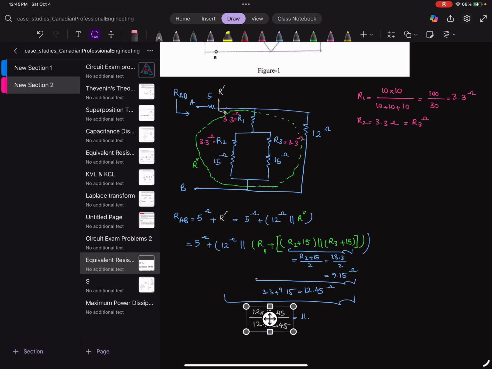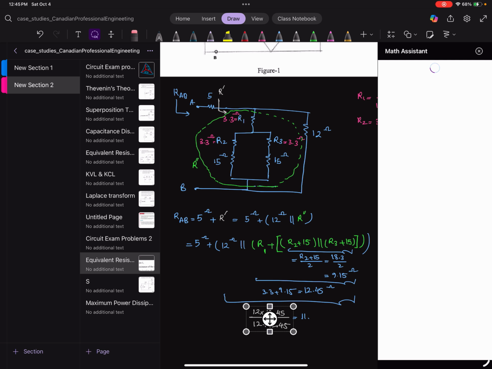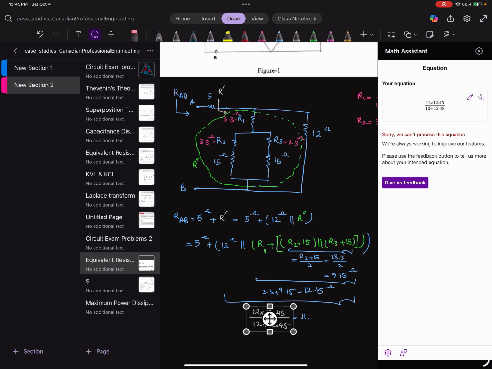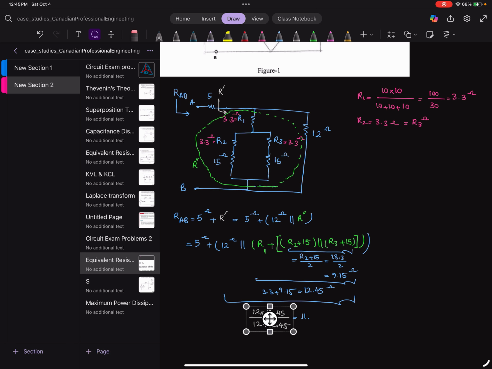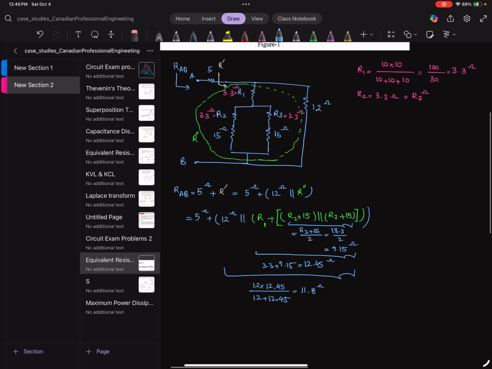I know that it's less than 12 because the parallel of two resistors is basically less than each of them. Let's say it's 11.8. And then we have 5 ohm plus that. I can do the math quickly, but anyway. So 11.8, 16.8 ohm. And then I really want to know the value of this.